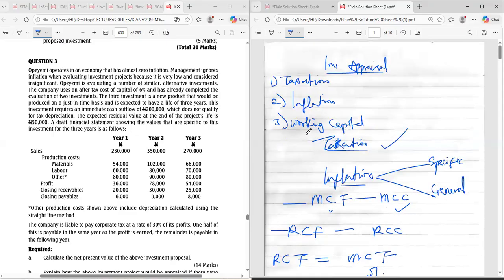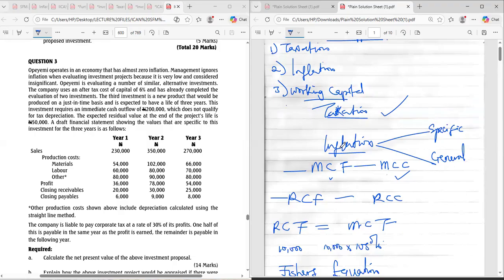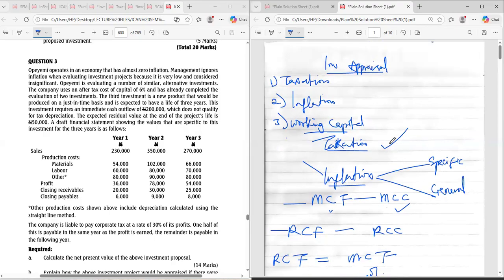What's the next thing that we're going to talk about? Working capital. Okay, please note that inflation is very important. Taxation. Taxation is an outflow of cash. Don't forget. Taxation will lead to outflow of money. Yes or no? You are paying money now. Another thing you should know about taxation is that taxation can extend the life of your project by 1. So if the project is 4 years and you are paying tax in arrears, what happens? The project expands into the 5th year. Now, we did it in that last question.